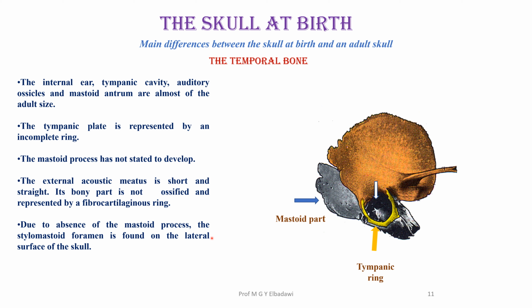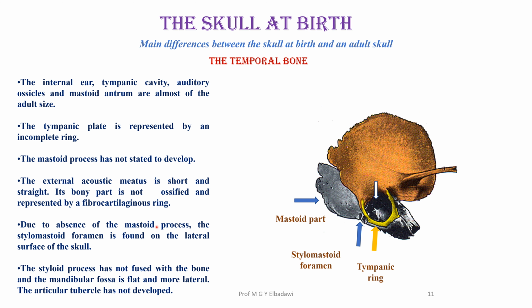There is absence of the mastoid process, as we said, so the stylomastoid foramen, which transmits the facial nerve, is found on the lateral side, not at the base as in the adult skull. The styloid process has not fused with the tympanic part of the temporal bone, and then the mandibular fossa, that one, is flat and more lateral. That is the mandibular fossa.